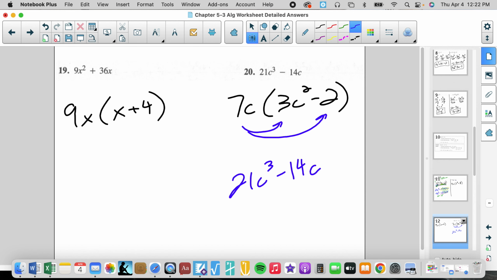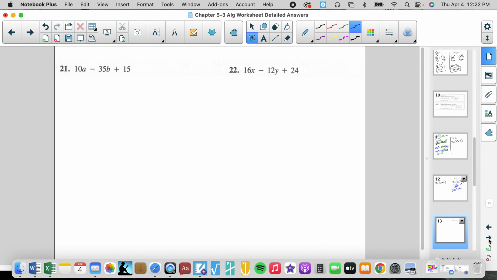Yeah. So this is my check. If you want to check, just redistribute it back out. That's the easiest way to do it. You just got to make sure that you take out the greatest common factor and not just a common factor.